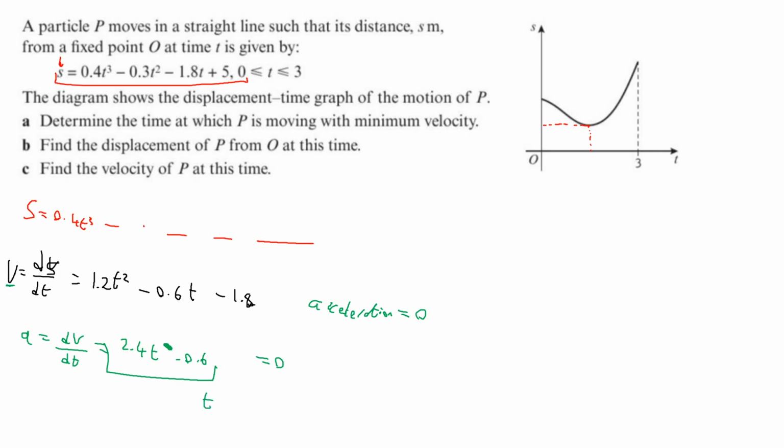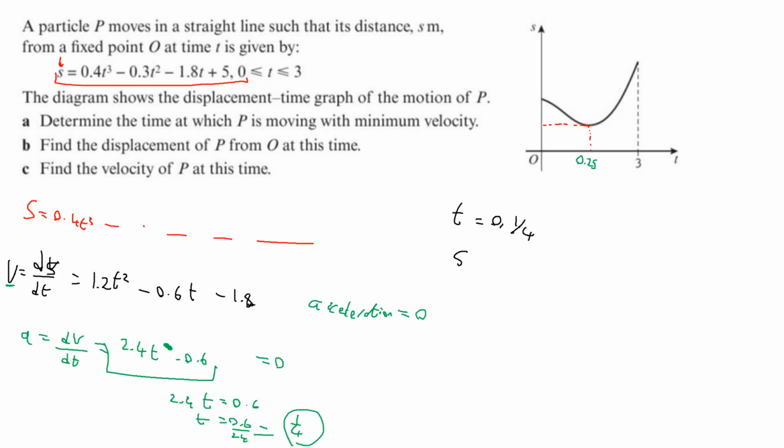So 2.4t is equal to 0.6. And so t is equal to 0.6 over 2.4, which is equal to a quarter. So when t is 0.25, it's moving at minimum velocity. Now, find the displacement from P to O within this time. What we need to do is find, when t equals 0, what is the displacement.